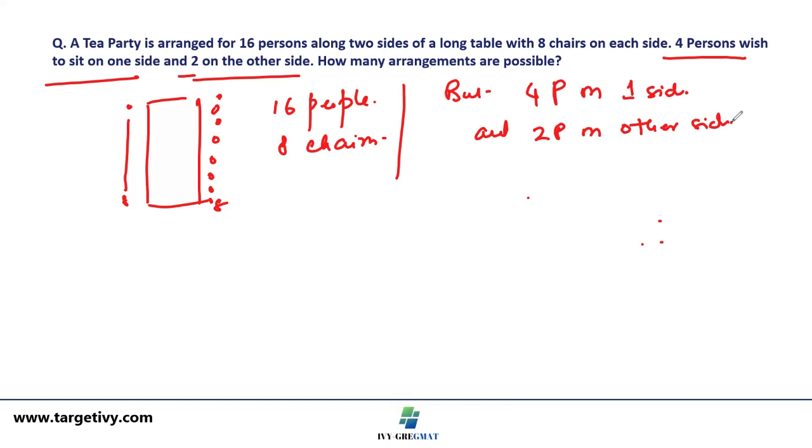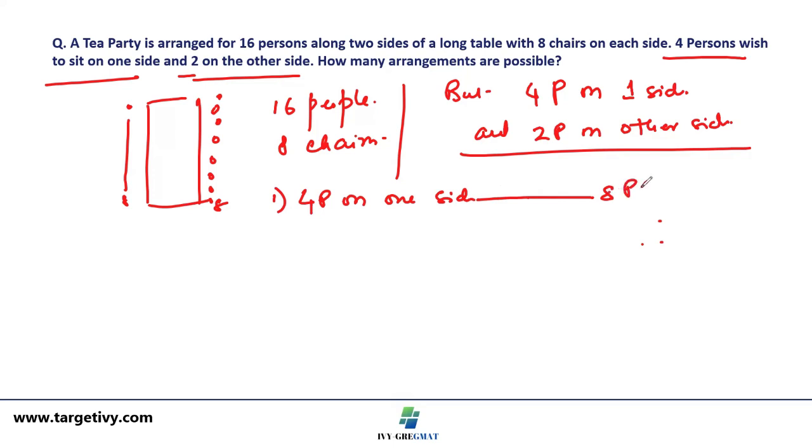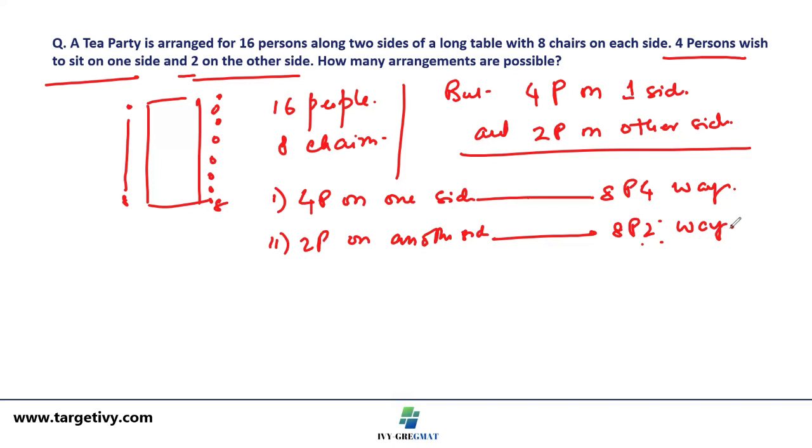So if there are 4 persons on one side, that makes it 8P4 ways. Two persons on another side. We are arranging this set first. Then it is 8P2. With 4 plus 2, sorry, 6 people already taken care of.